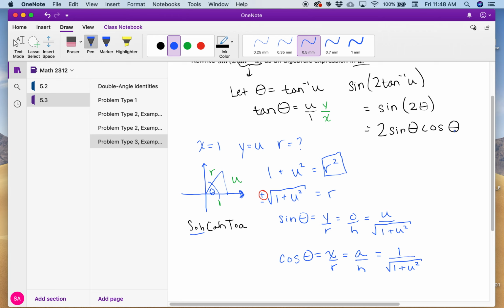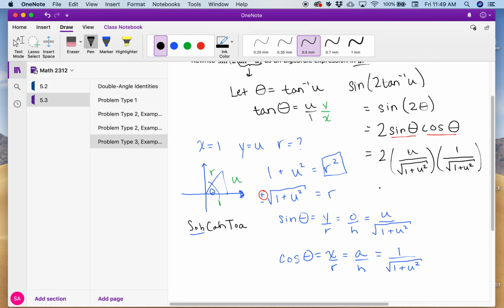Okay, so now we're going to come back to this problem. The whole point of doing all this was so we can figure out what sine of theta is and what cosine of theta is, because we don't know what they are at this moment. All we knew was tangent of theta equaled u. So we had to go through all this work to be able to figure out these two pieces. And this part's not too bad, because we just plug and chug. So we have 2 times, my sine was u over square root of 1 plus u squared. And then our cosine was 1 over square root of 1 plus u squared.